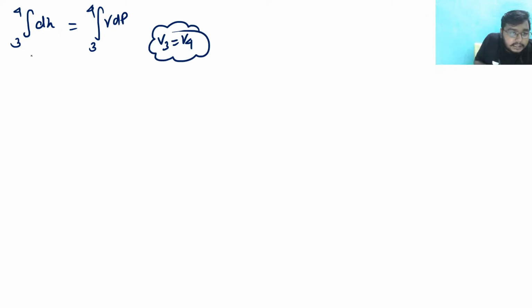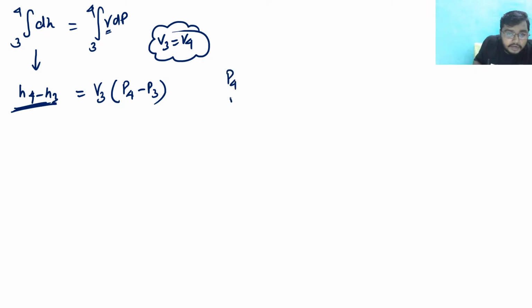So what I can write here is h4 minus h3, and this can be written as, suppose v3 is equal to v4, so just take this v outside, considering this as v3, times the change in pressure, p4 minus p3. Now what I can say is that h4 minus h3 is there, clear, and p4 minus p3. What is p4 and what is p3?